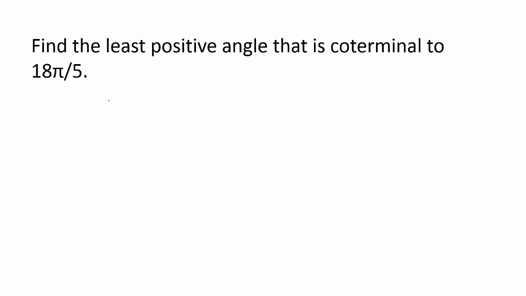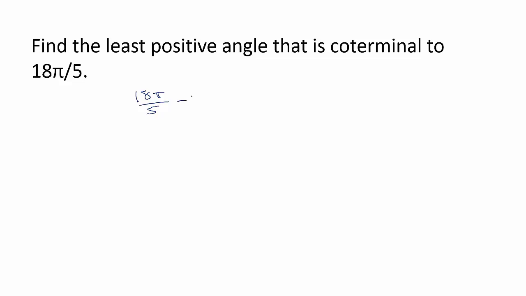This question is asking us to find the least positive angle that is coterminal to 18 pi over 5. Now, the problem with this angle is it's kind of big, right? So it has us wrapping around a little more than one, so wrapping around more than once. So it would be nice if we could take that angle 18 pi over 5 and find another angle that's not so big that still terminates in the same place.